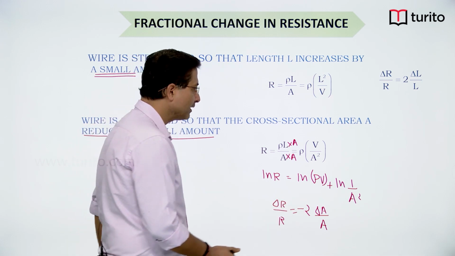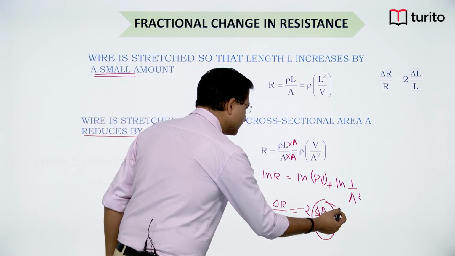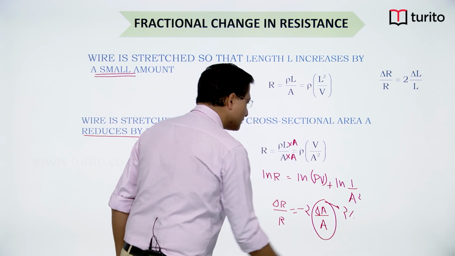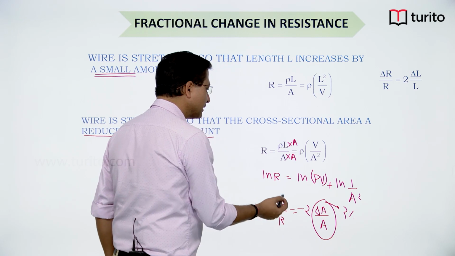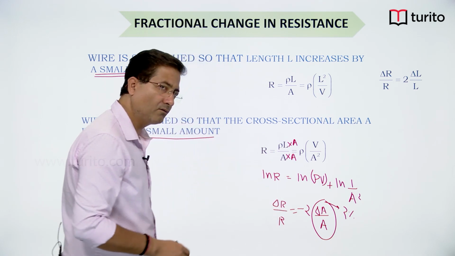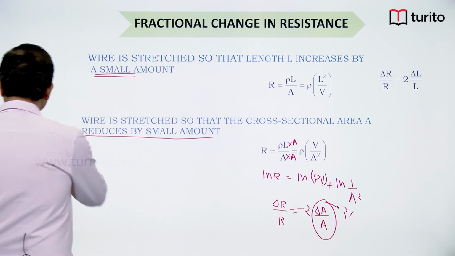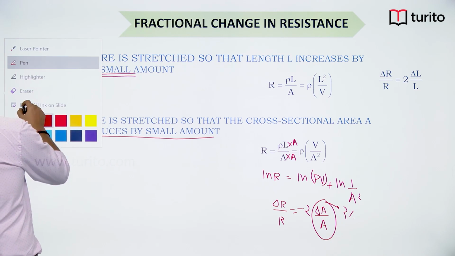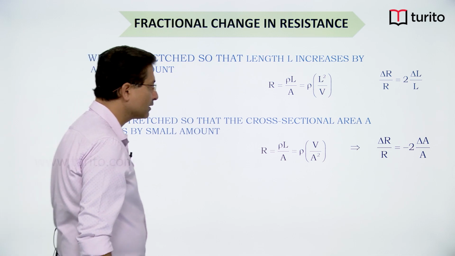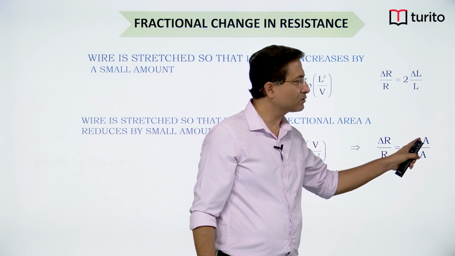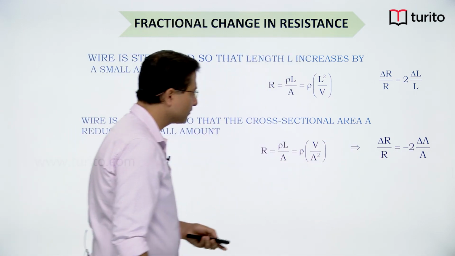So, if I say area is decreased by 2%, then resistance will increase by 4%. Same way we can predict what happens to the resistance. So, delta R by R is minus 2 times delta A by A.